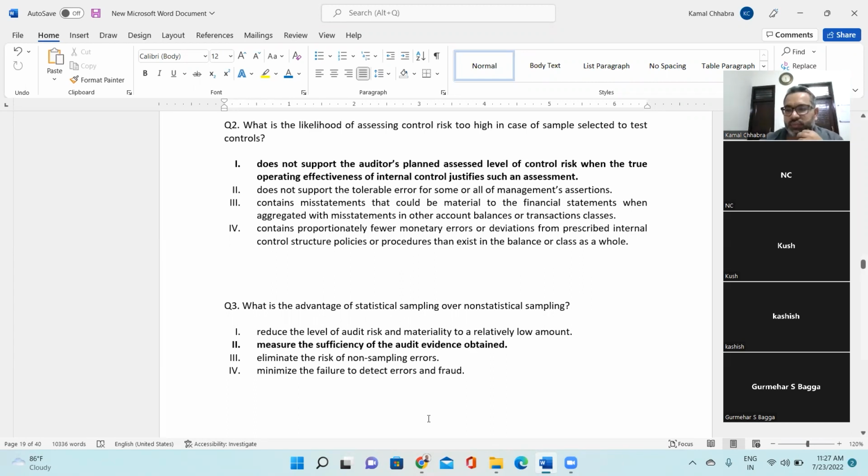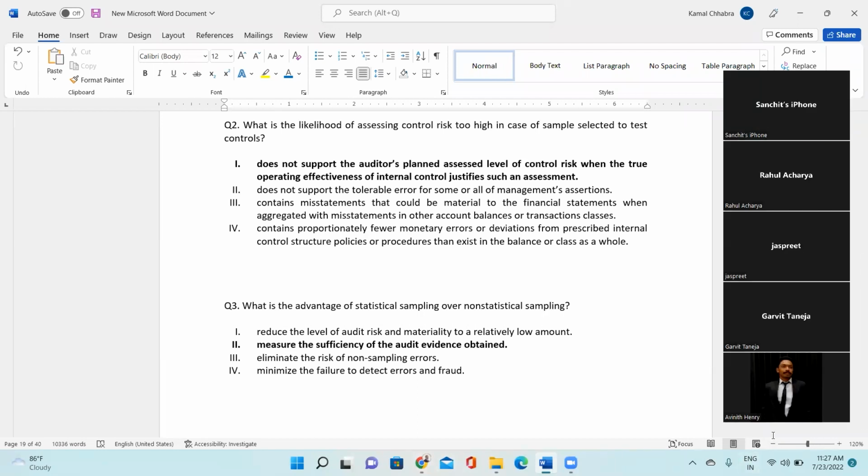So first you. Why? Gurmehar, Nimisha, Bush, Rahul, Jaspreet. My second or fourth option to directly rule out हो रहा है. Yes, because that is Fourth option more में valid. तो हाँ वो second option तो is talking about tolerable error that is not applicable to controls. और ये जो last option है fewer monetary errors or deviations ये इसके साथ fit नहीं होता with the question.